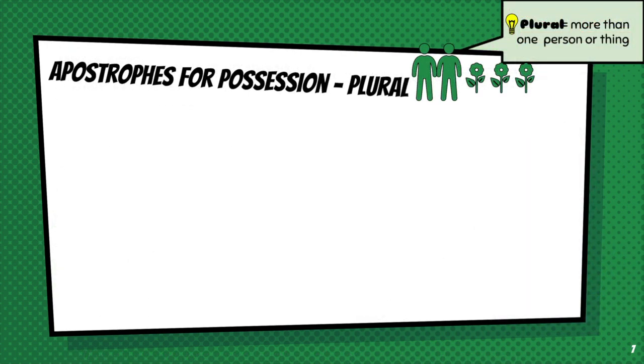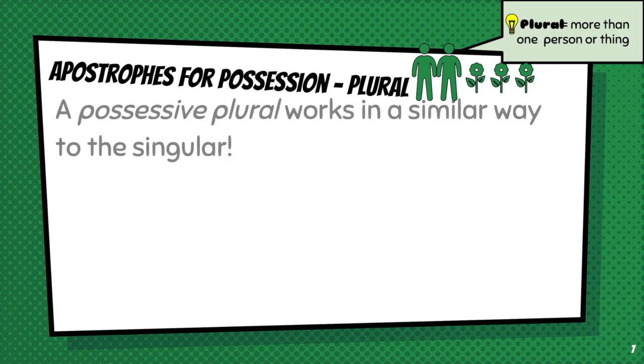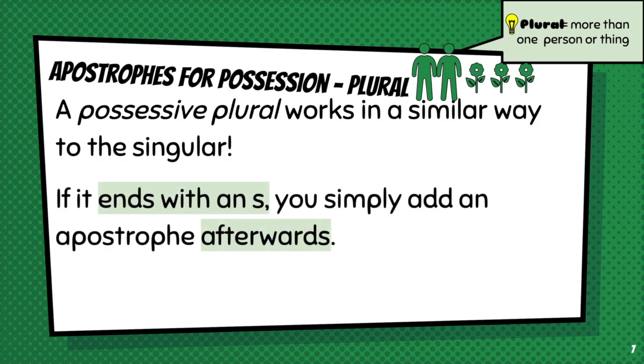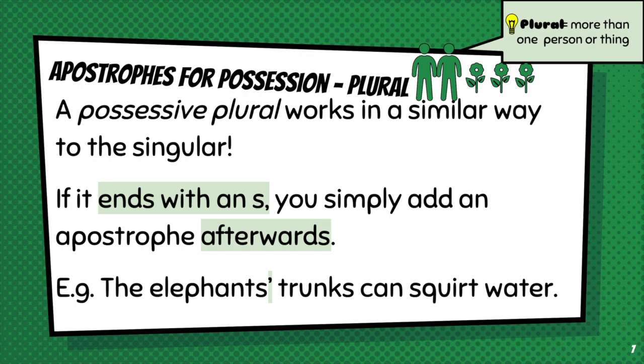Going over apostrophes for possession for plural, so plural meaning multiple things, more than one person or thing, so showing that it belongs to a group of people or a group of objects, or in fact a collective object together. So it works in quite a similar way to the singular. So if it ends in an S, much like the names that ended in an S, like Charles Dickens or Ross, you simply add an apostrophe after the word. So for example, the elephants' trunks can squirt water. There, it ends in an S, just the same as a name with an S, and we've popped a little apostrophe on the end there to show that the trunks belong to them.